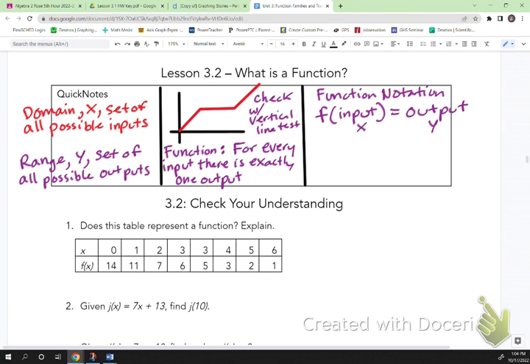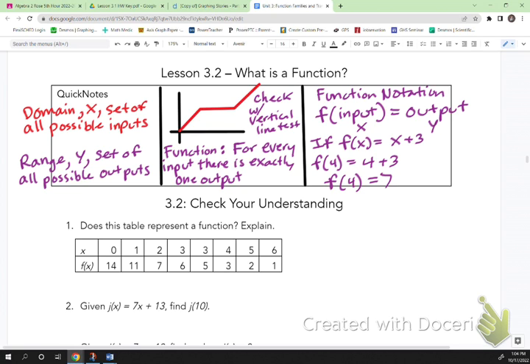We'll ask you to evaluate. So if f of x equals x plus 3, how would you find f of 4? What would you do? You plug in 4 for x, and you simplify. You'll say f of 4 equals 7. That's the output I get when I input 4.